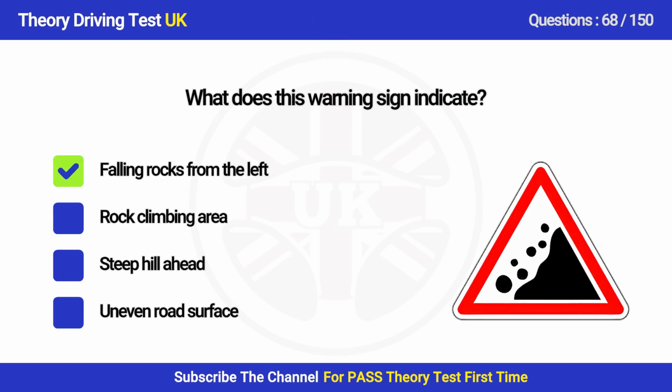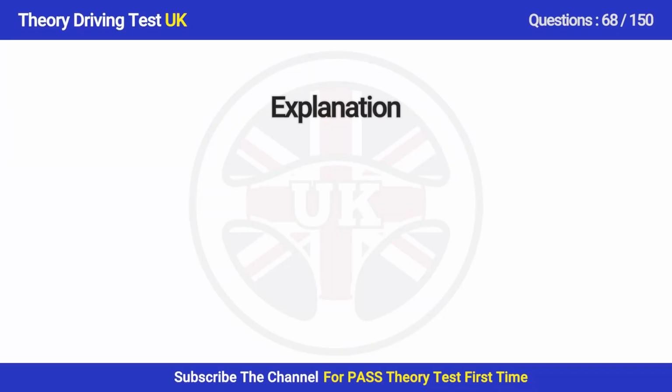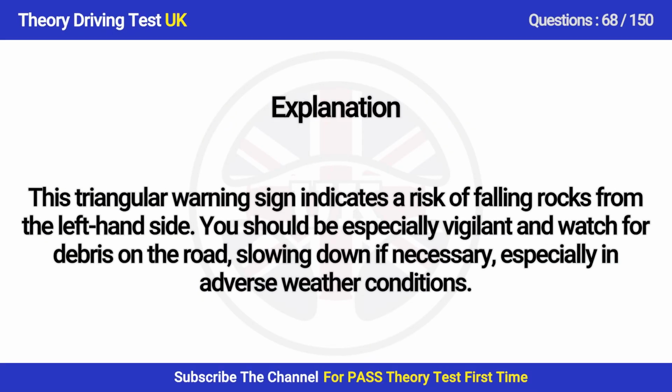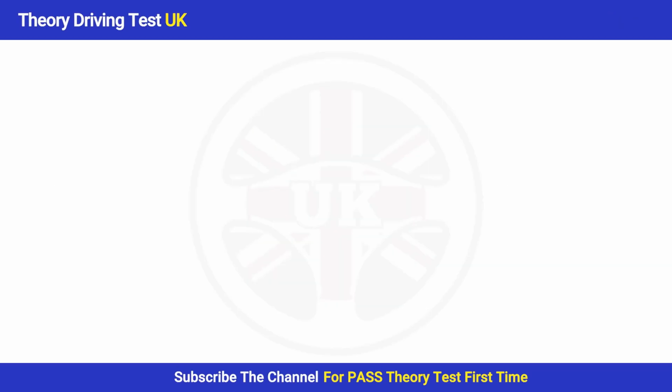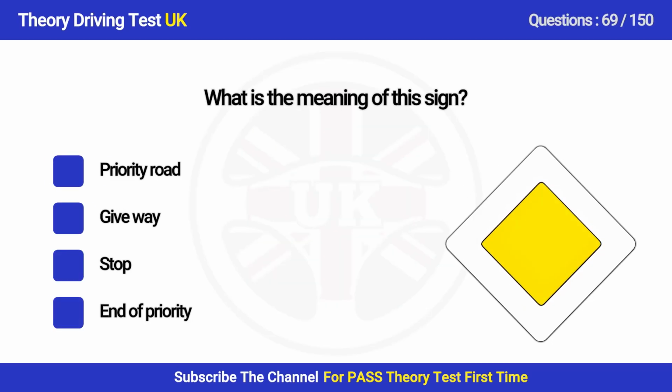Answer is A. Falling rocks from the left. This triangular warning sign indicates a risk of falling rocks from the side. You should be especially vigilant and watch for debris on the road, slowing down if necessary, especially in adverse weather conditions. Question 69. What is the meaning of this sign?